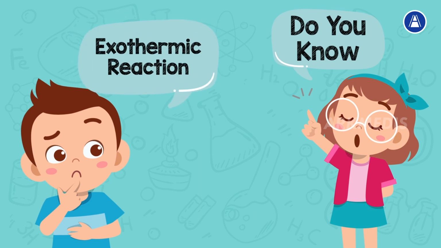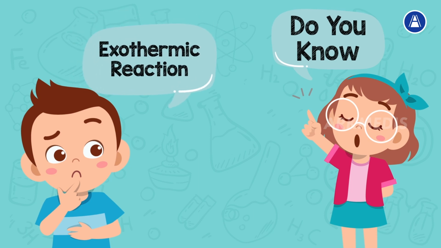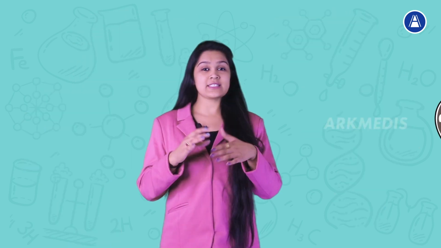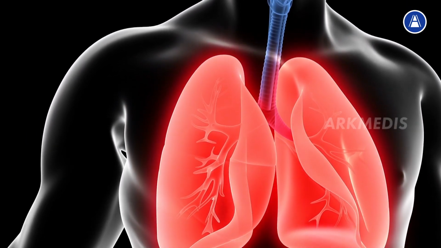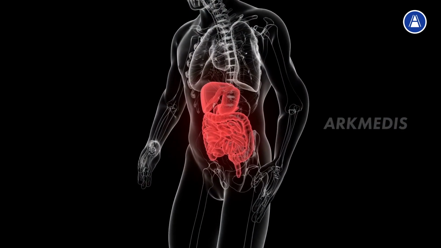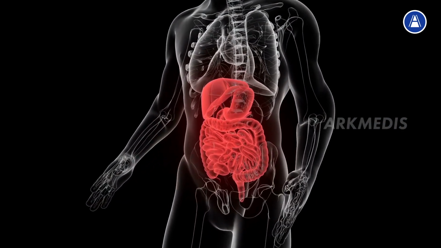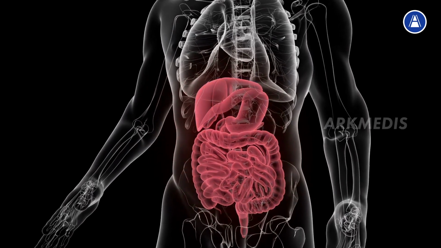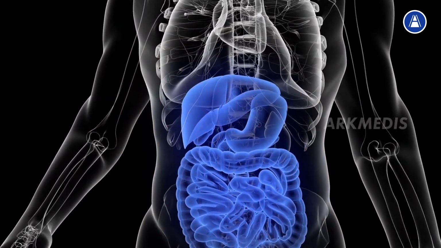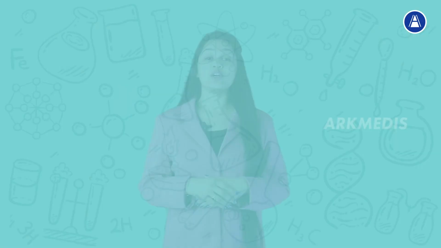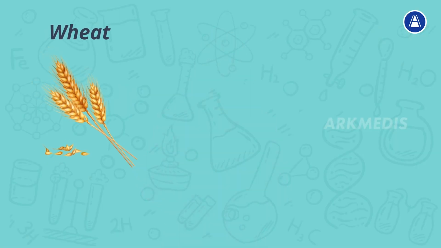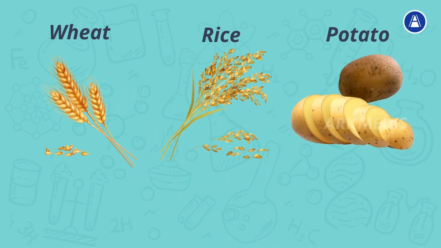Do you know there is an exothermic reaction happening inside us? Can you guess? You will be very excited to know this. It's our process of respiration. Let's see how. The energy required by our body to stay active is provided by the food which we eat. During digestion, food particles are broken down into simpler substances. For example, wheat, rice, potatoes, etc.